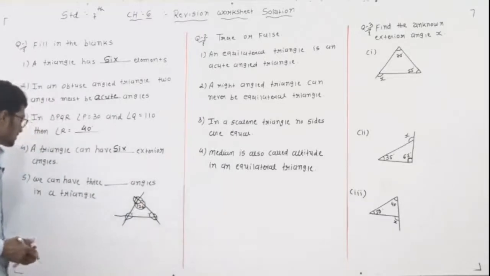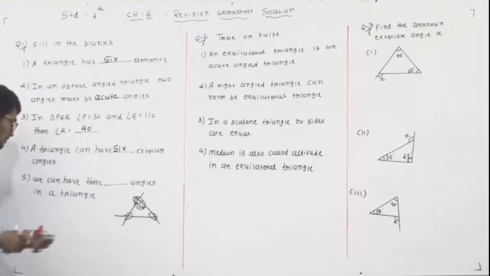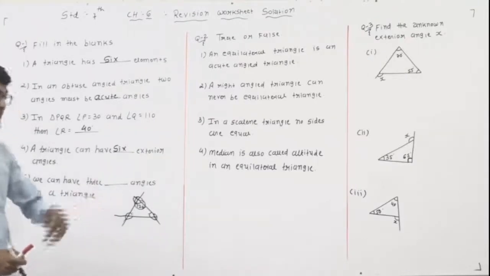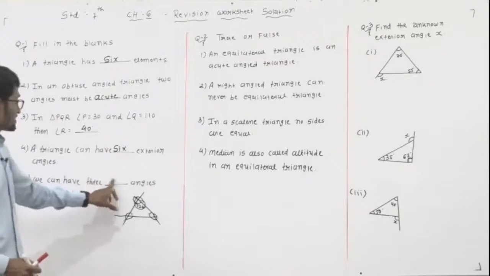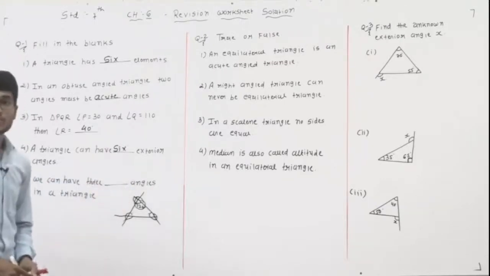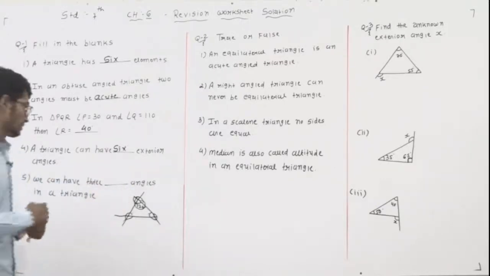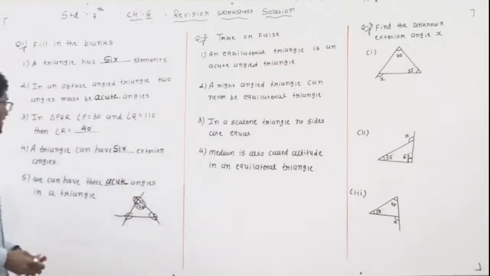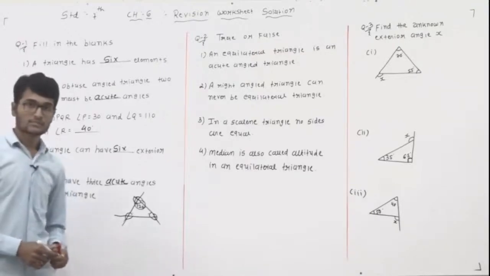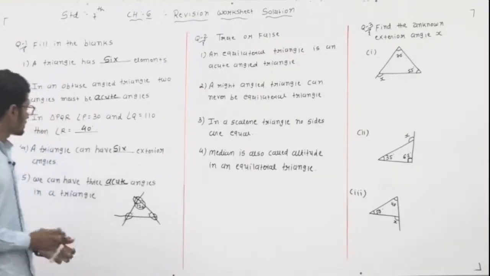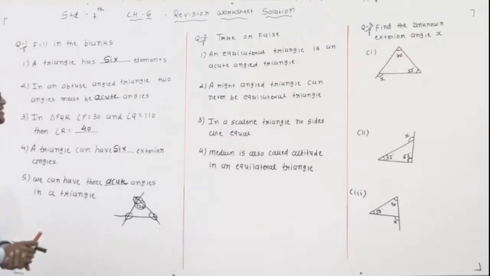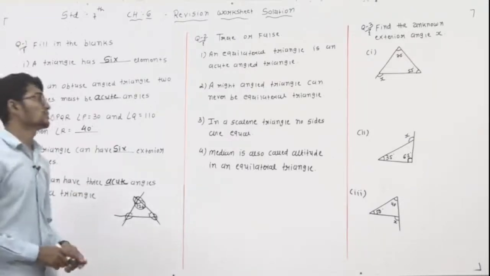Last blank: we can have 3 which type of angles in a triangle? Each angle is an acute angle. We can have 3 acute angles in a triangle. Okay, so understand our fill in the blanks. Clear? Now our next question is question number 2, true or false.